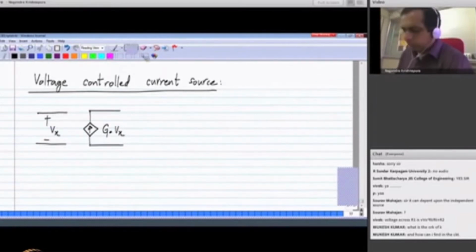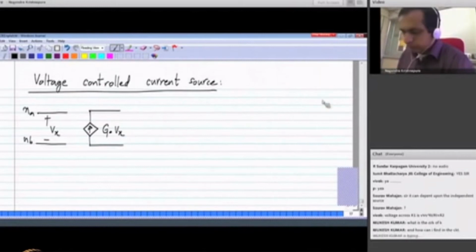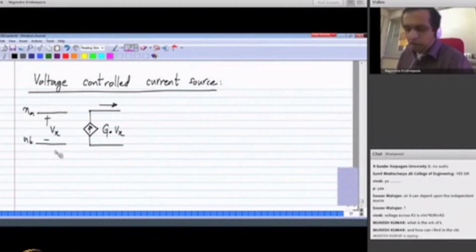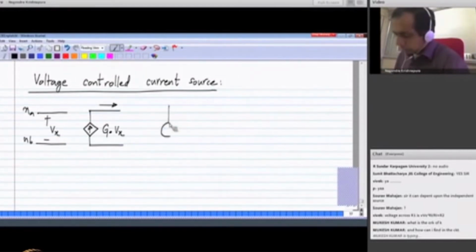Again, Vx is the voltage between some 2 nodes of the circuit. Okay, so let's say we have Na and Nb. Vx is the voltage between Na and Nb. So what this means is this will maintain a flow of current which is dependent on the voltage between Na and Nb.